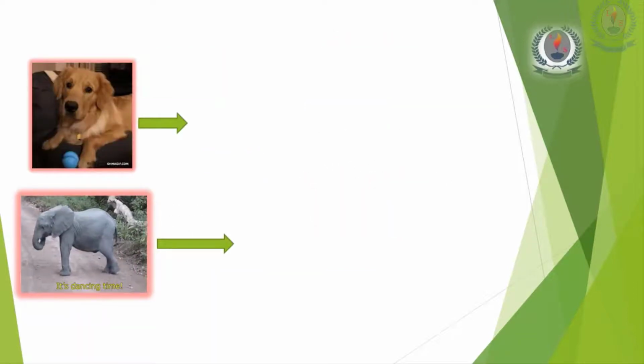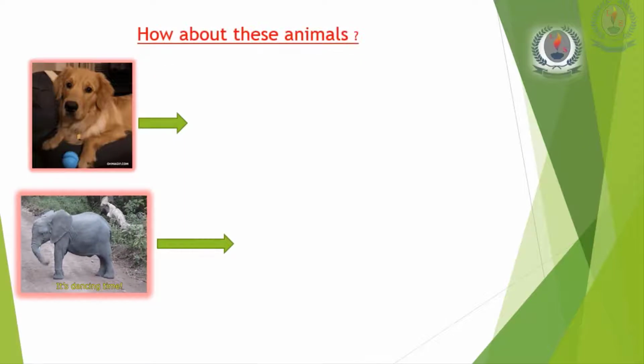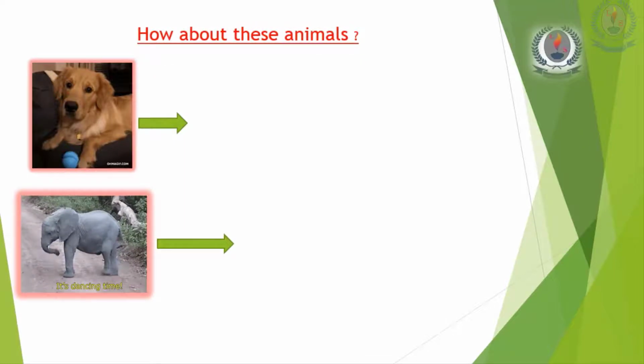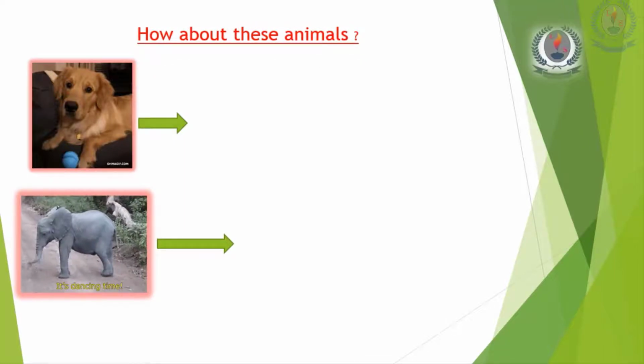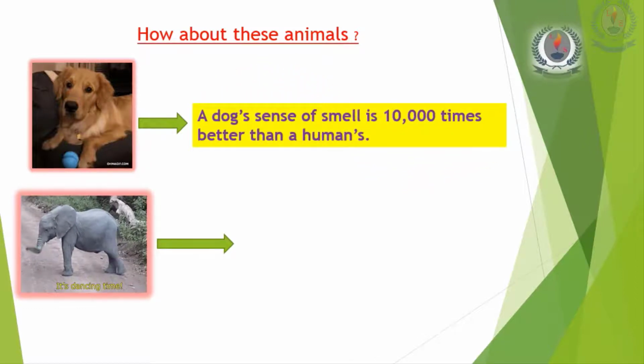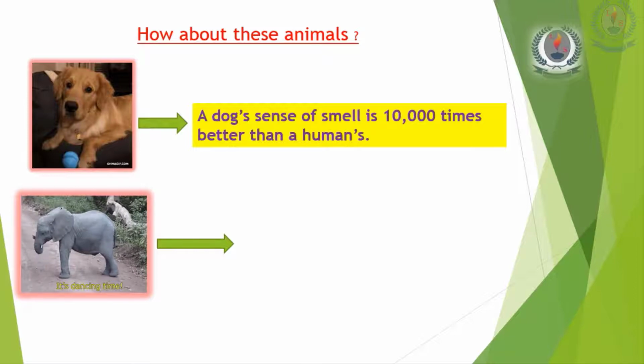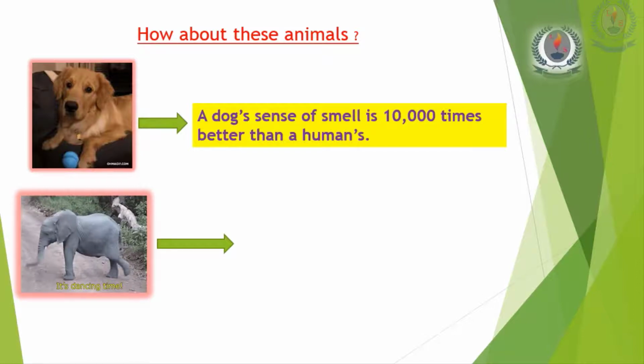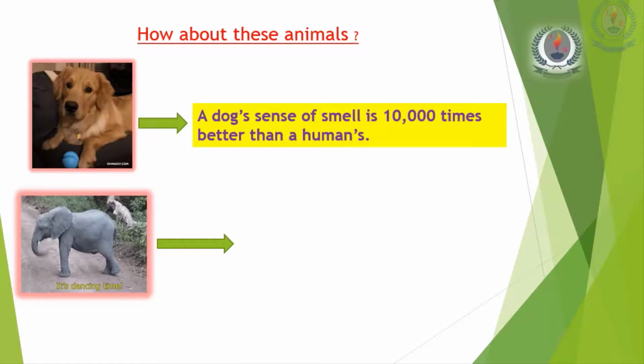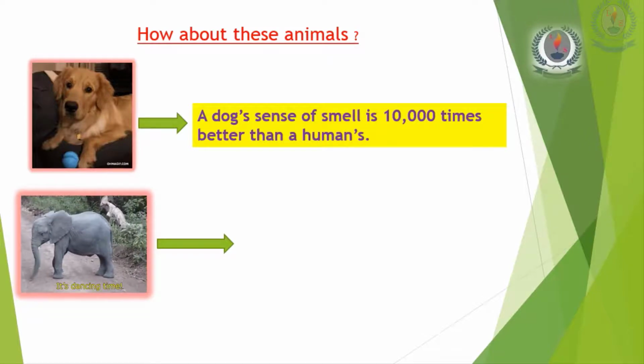Page number 46. How about these animals? In the first picture, you can see a dog, children. A dog's sense of smell is 10,000 times better than a human's.